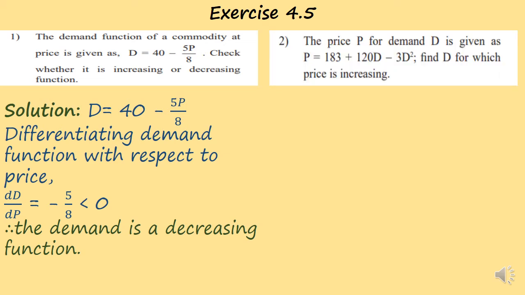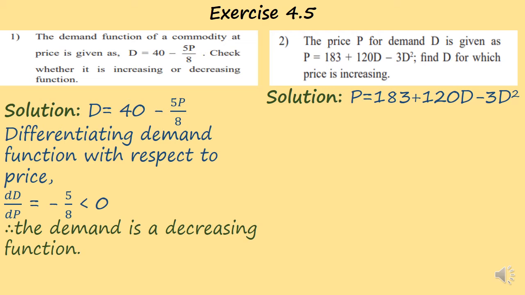The second question, the price P and for demand D is given as P = 183 + 120D − 3D². Find the demand for which the price is increasing. So here price is given as a function of demand. So let us see how to solve it.